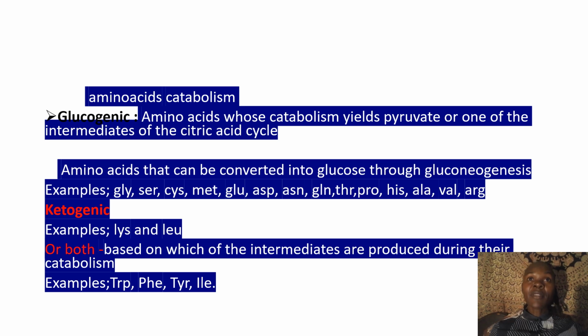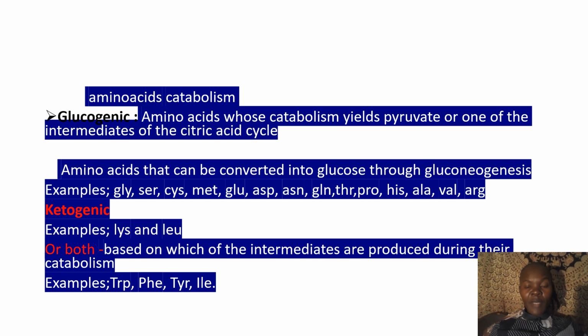But sometimes when an amino acid is broken down, the degradation product can be a ketone body. We are going to see it in lipid metabolism. The ketone bodies are beta-hydroxybutyrate, acetone, and acetoacetate. If it gives any of those three, then it is known as ketogenic. But sometimes some amino acid degradation products will give us both glucogenic and ketogenic products. So it can give us any of the ketone bodies and intermediates of the TCA cycle or pyruvate.